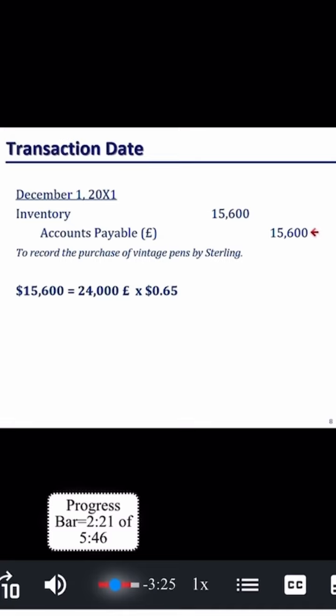Now this again is the U.S. dollar equivalent. The real payable is 24,000 pounds sterling. Therefore, we will debit inventory for $15,600, credit payable for $15,600, but make a note that this payable truly is denominated in pounds, not dollars.